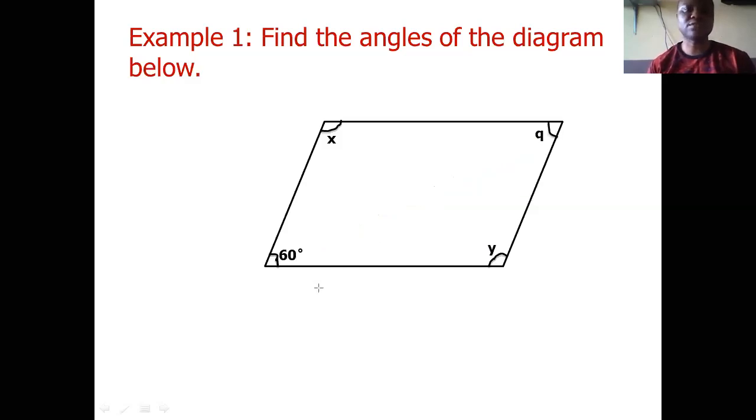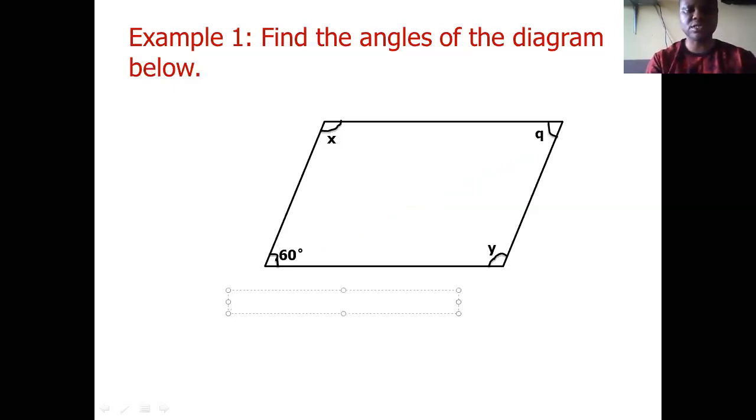Q is already 60. Q is actually equal to 60. So, if Q is 60, remember to do this.